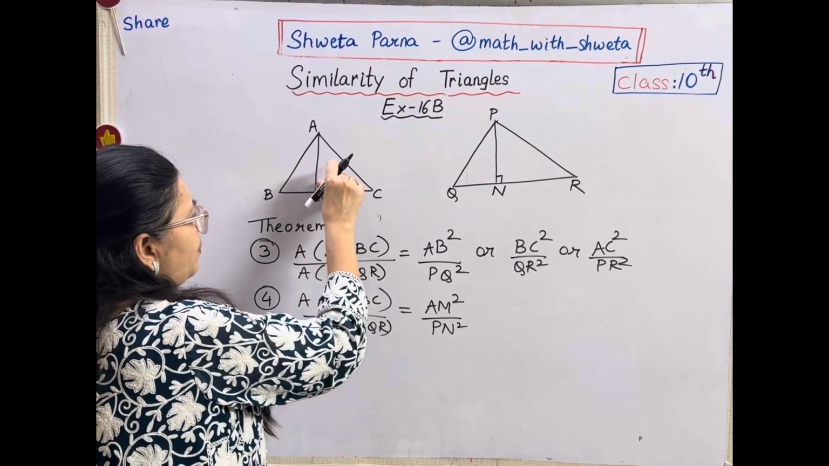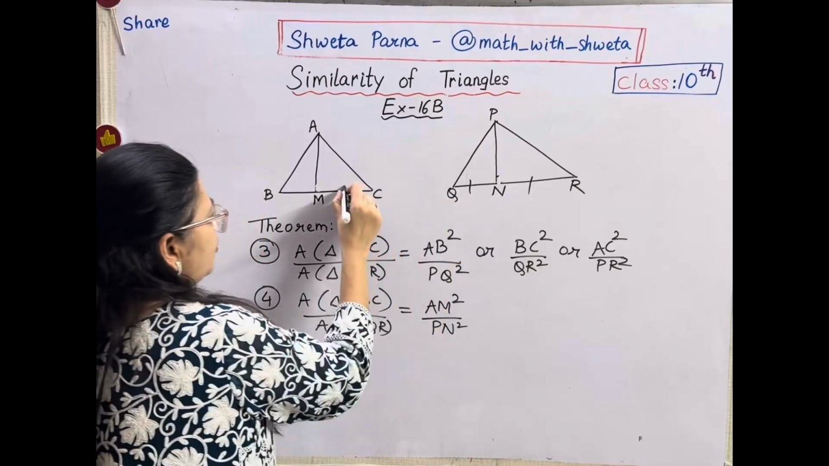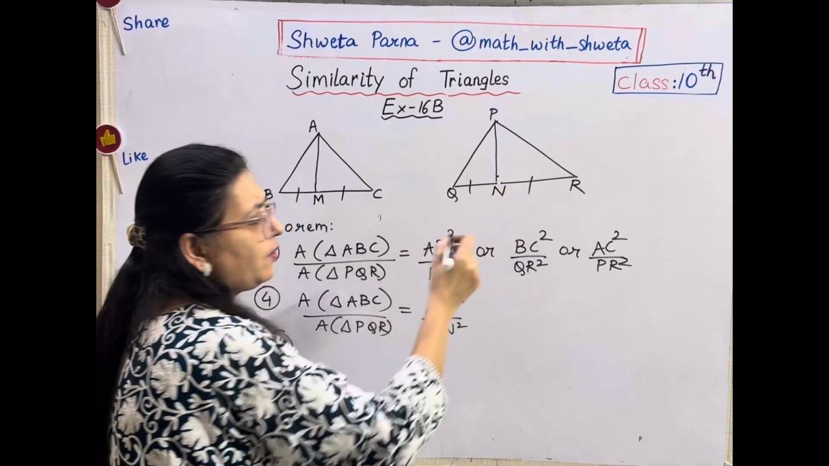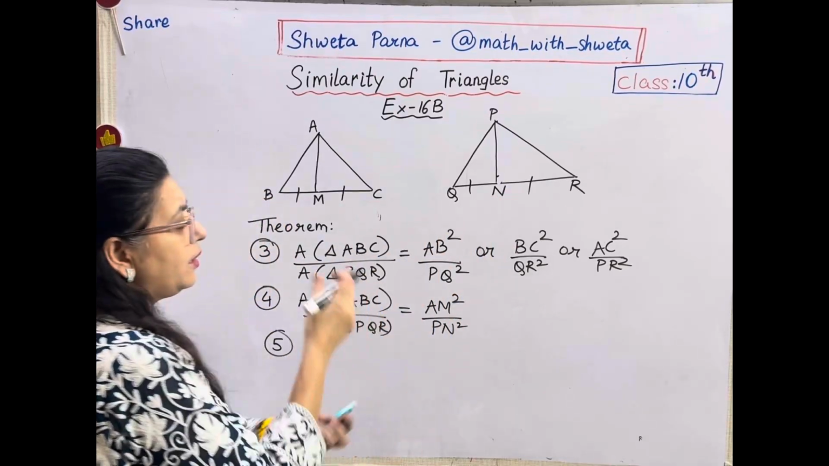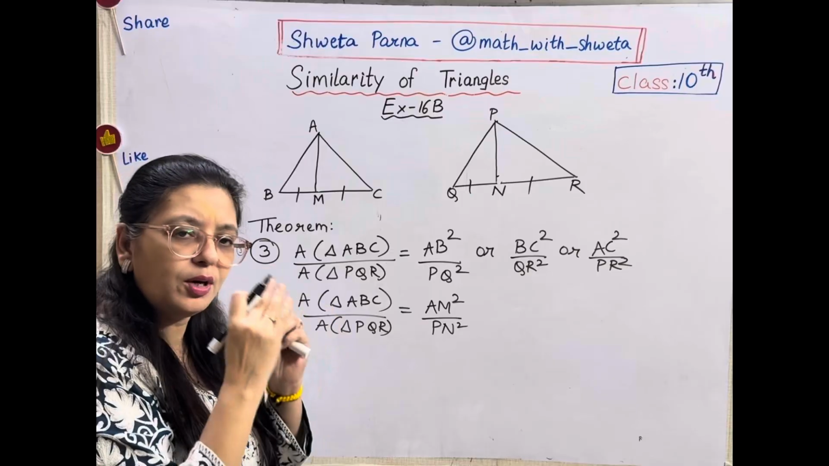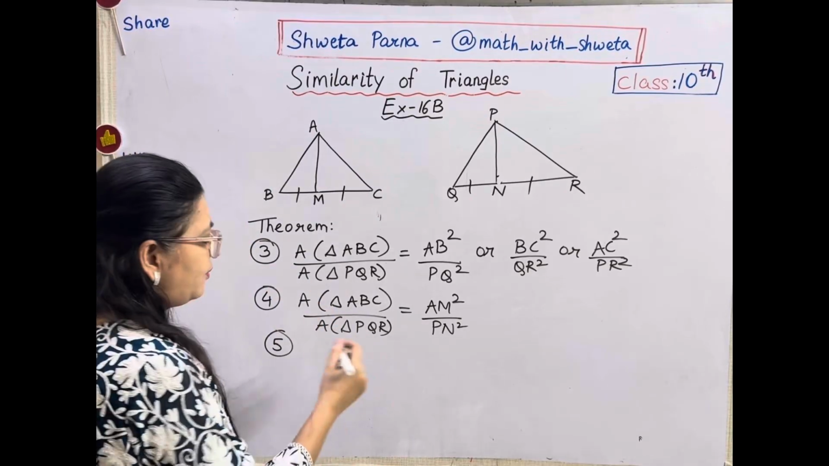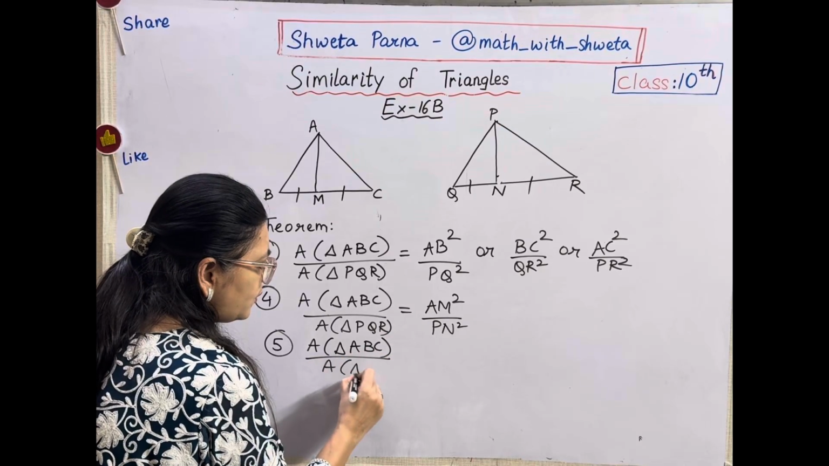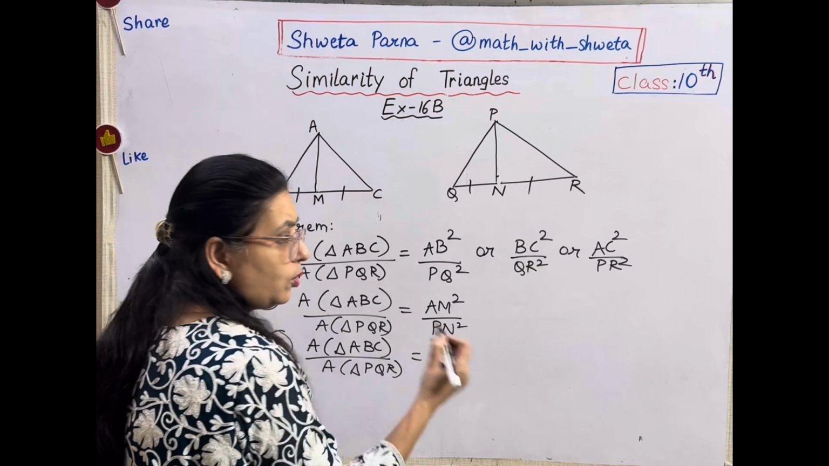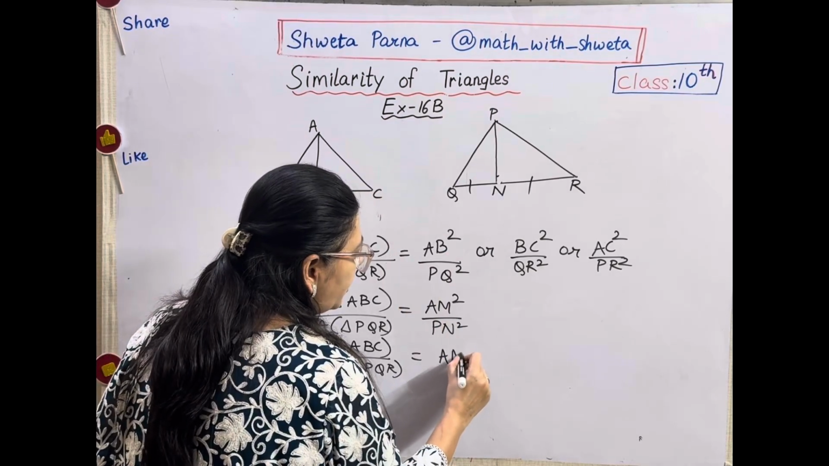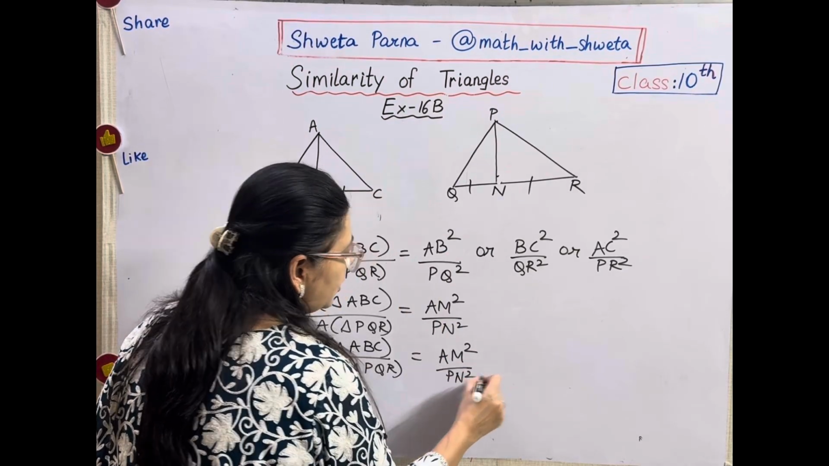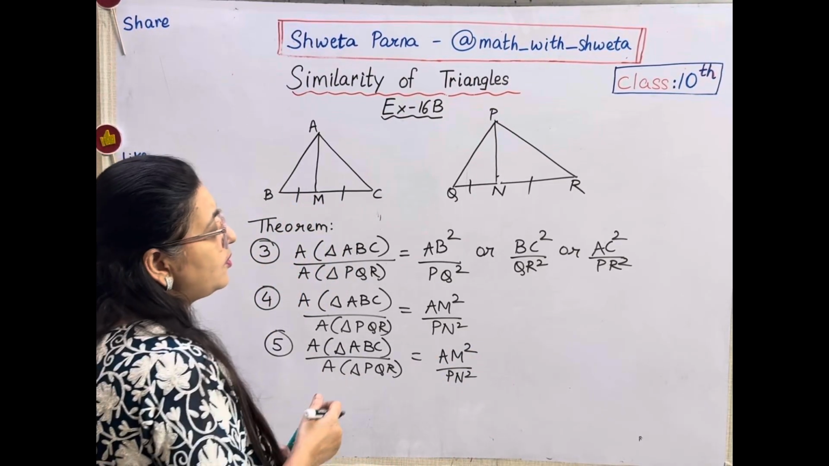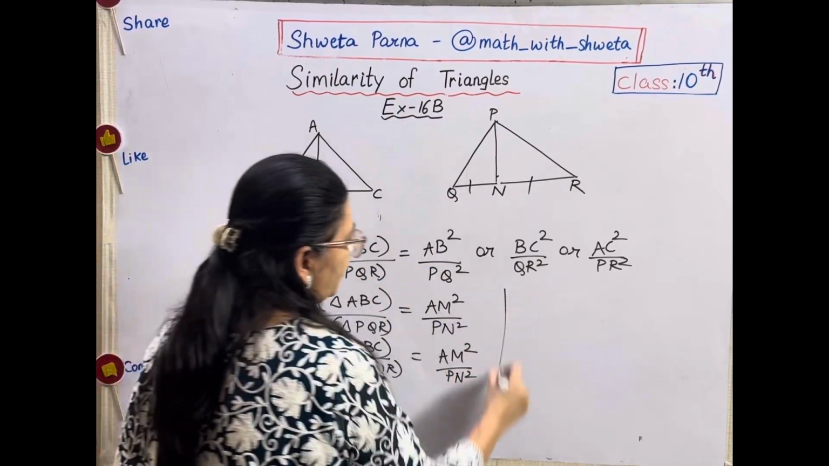Theorem 5, instead of being perpendicular, say they are equal. So when these sides are equal, AM will become a median and PN will also become a median. A median divides the line segment into two halves. So theorem 5 says that the areas of two similar triangles are proportional to the squares of their medians. This is equation 5.